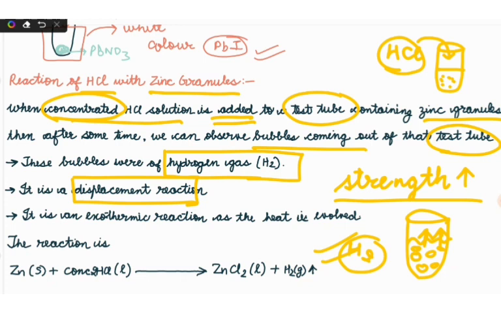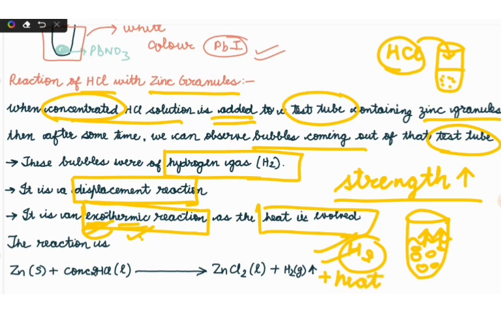Thirdly, this reaction, adding hydrochloric acid to zinc granules, is an exothermic reaction. Now what is the meaning of exo and thermic? Thermic means heat and exo means released. So heat is released from this reaction. When this reaction takes place, we get a large amount of heat. So what we can write here is that along with the products, this heat is also released in the given reaction. Now see what the reaction is.